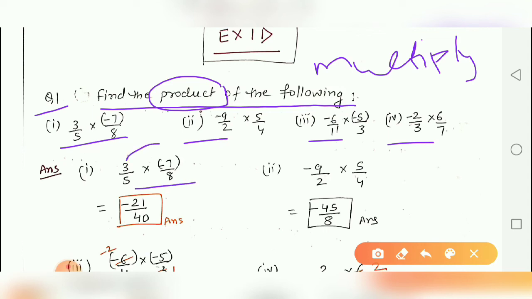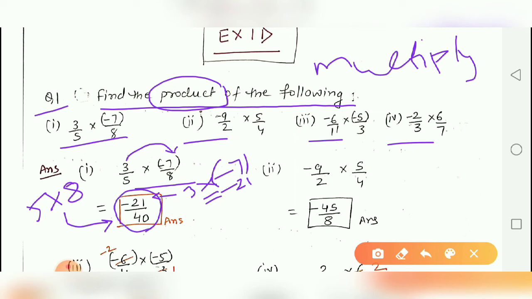Here we will multiply numerator by numerator. So 3 multiplied by negative 7 we will get as negative 21 as an answer. So we will write here numerator. And 5 into 8 we will multiply in denominator. So 5 into 8 will become 40. And negative 21 upon 40 will become our answer.